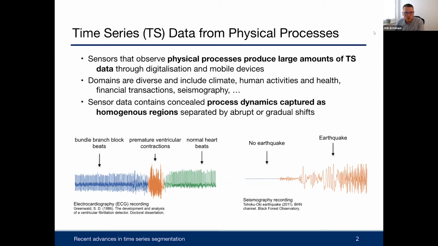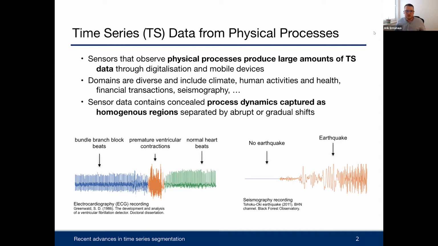So first of all, we can note that especially in the last years, we've seen a big increase in sensor data. And this sensor data mainly comes from the digitalization of medicine and of industry, and also from our mobile devices. So we all have smartphones that measure acceleration, gyroscope, magnetometer data that tells us information about human activities and health. And the medical data, for example, ECG, tells us about heartbeats, or we have seismography data that can detect earthquakes.